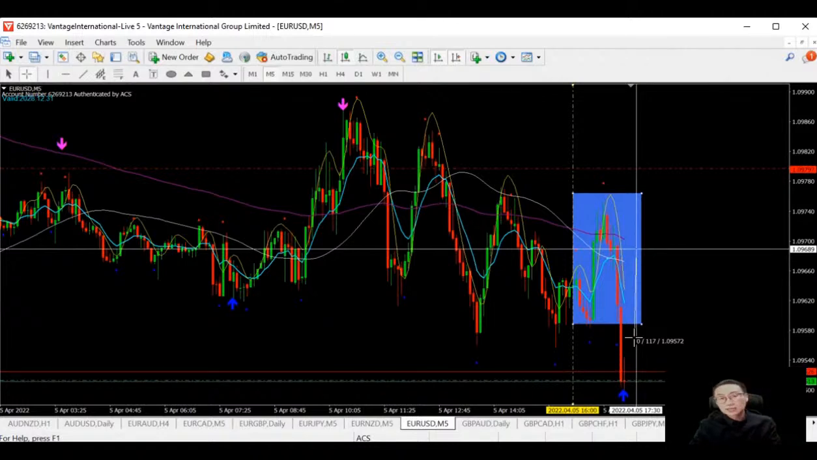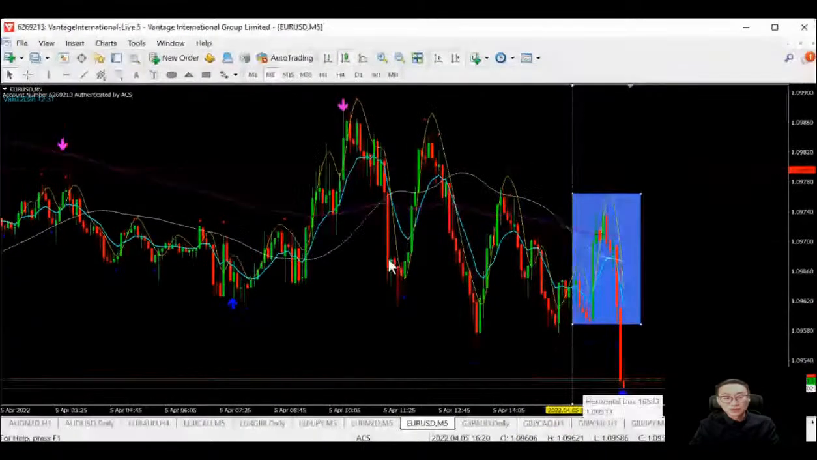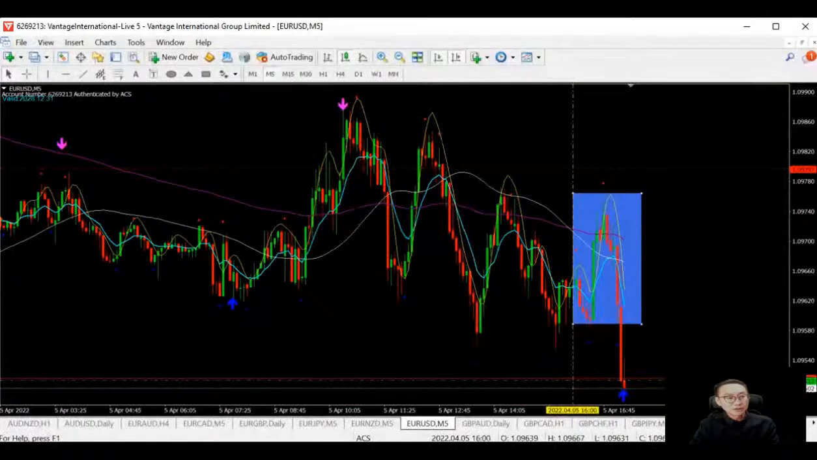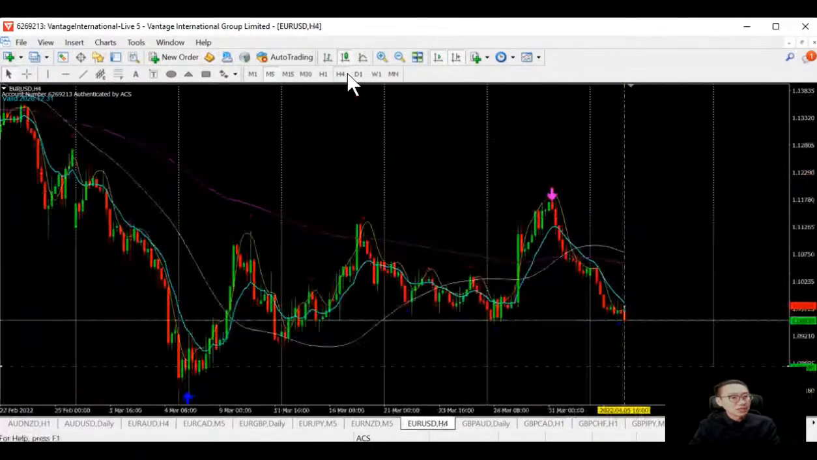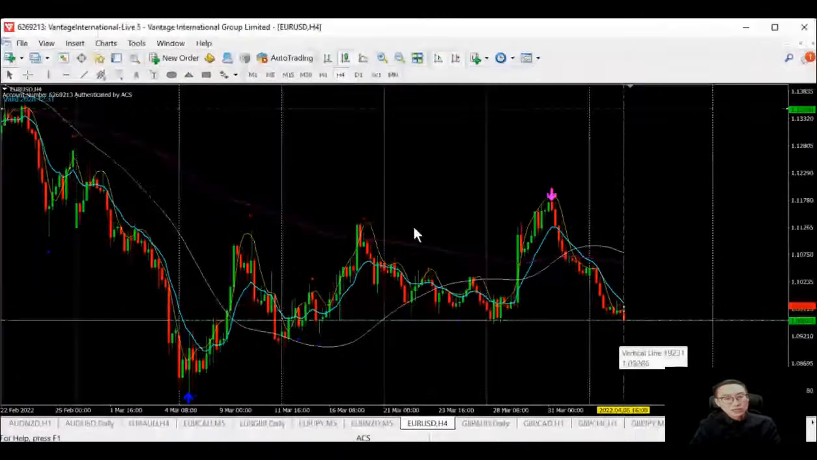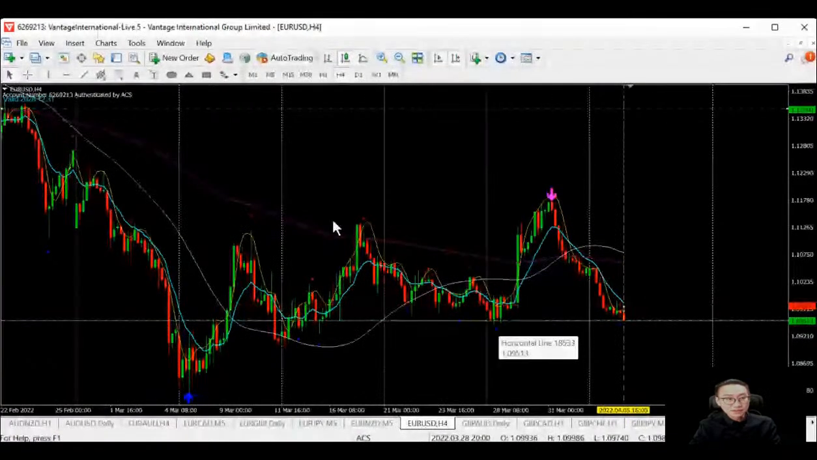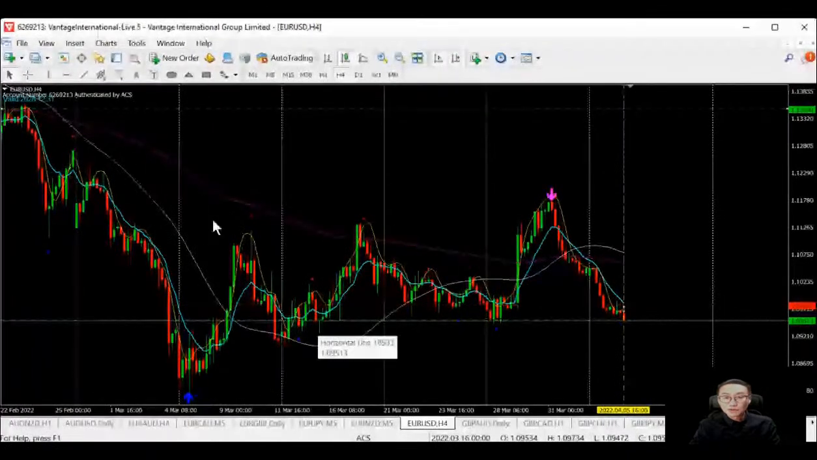There's also one thing that you have to take note of, which is the support level of H4. This is the support level of H4, am I right? Now we are testing on it. So let's not confuse this support. Let's move this upward first. This part here is testing on the support of H4 over here.